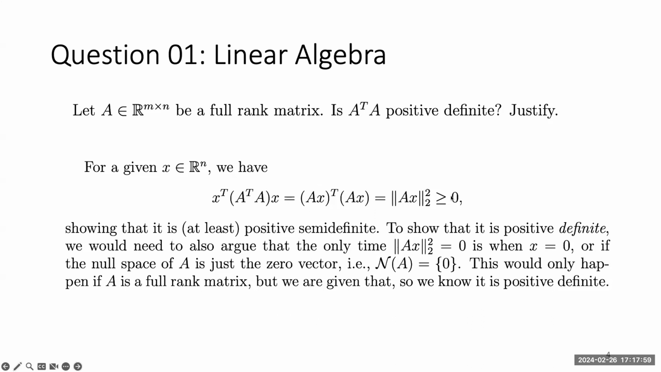So it's at least positive semi-definite. Now, to show that it's positive definite, you would have to argue that the only time this is 0 is when x is a 0 vector, that is, if the null space of A is just the 0 vector. But we know from the definition that if A is a full rank matrix, then that's basically the case. So it's positive definite.